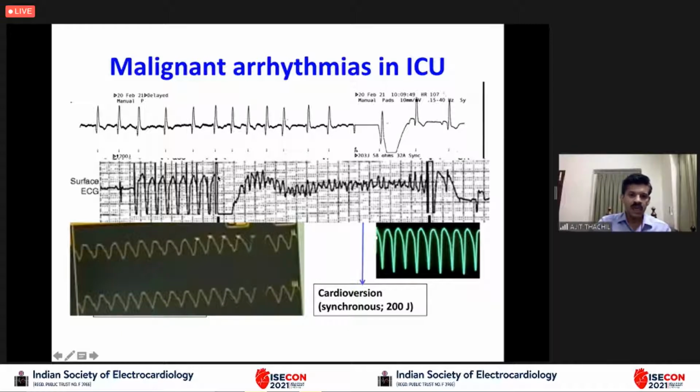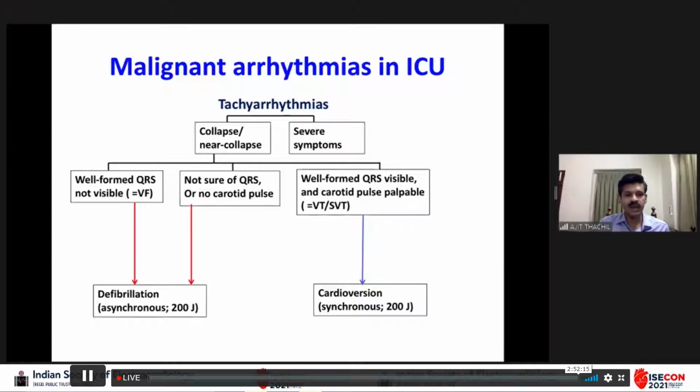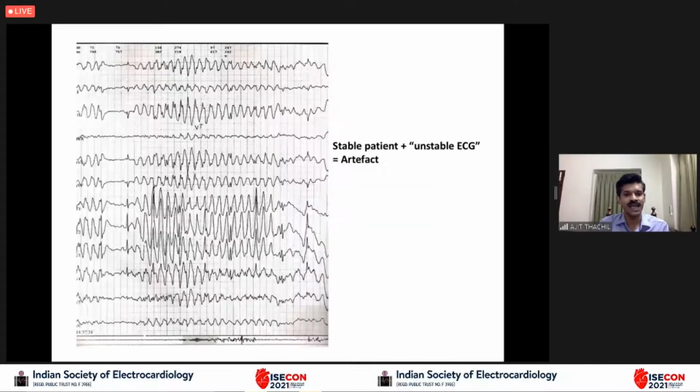If you end up giving a shock at the vulnerable point of the T wave, you could induce ventricular fibrillation. Don't panic if it happens, give a second shock, it will go away. But if you give an asynchronous shock for an organized rhythm, you can end up doing this. So press sync and make sure that it does sync. Now, the third part, you're not sure of the QRS or you're not sure of the carotid pulse, give an asynchronous shock of 200 joules and then think.